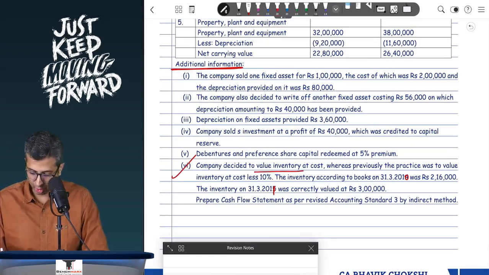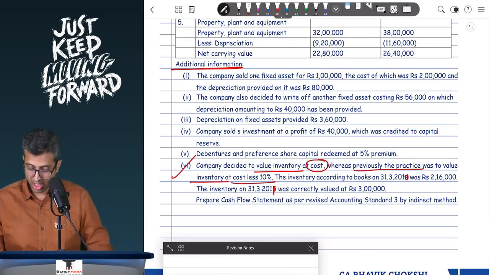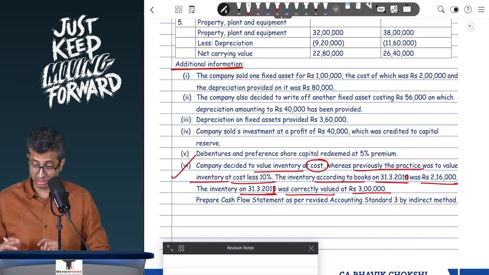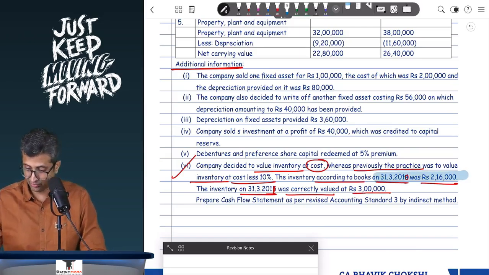The company decided to value inventory at cost, whereas previously the practice was to value it at cost less 10%. So that is a wrong treatment. The inventory according to the books on 31st March 10 was 2,16,000 and the inventory on 31st March 11 was correctly valued at 3 lakhs. So there is an error in the inventory as on 31st March 10 and hence you will have to rectify. Now this is 2,16,000. This is your opening inventory.